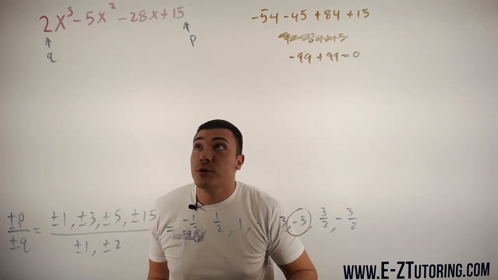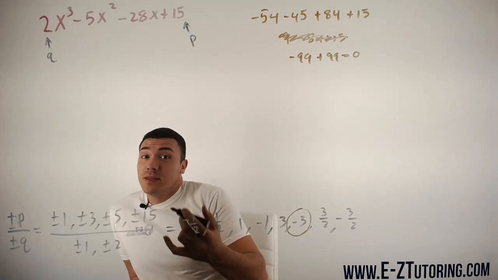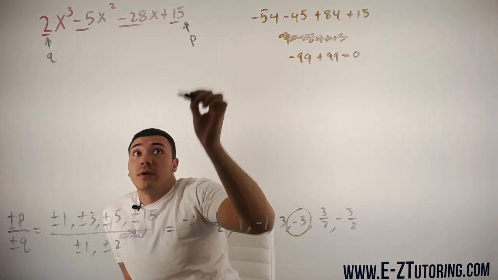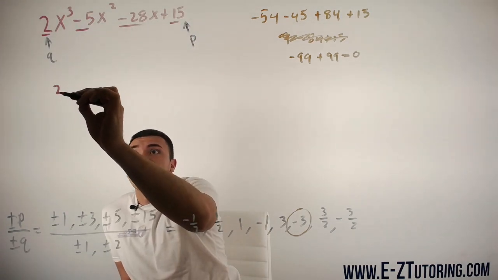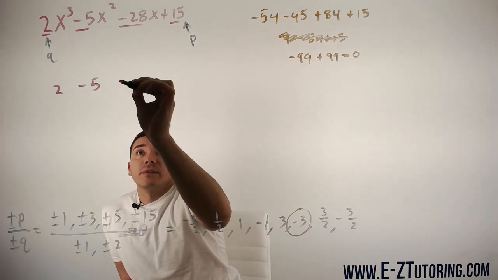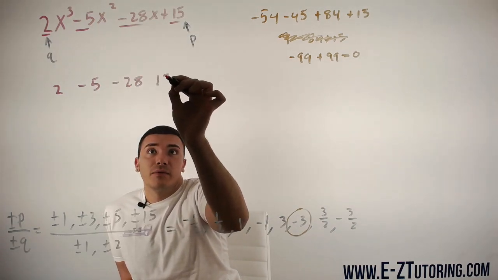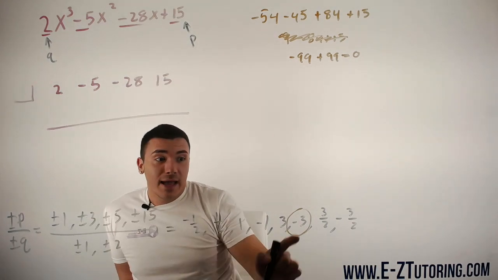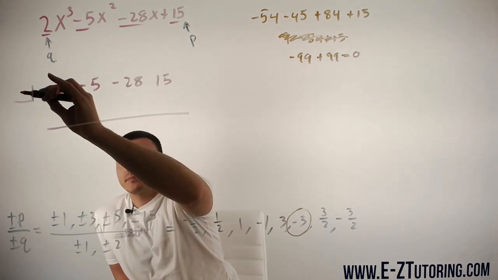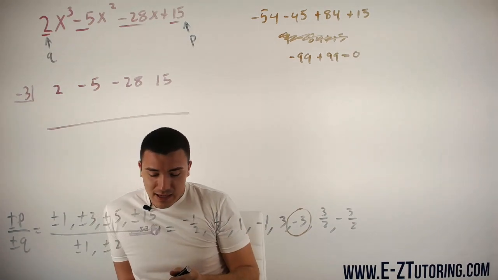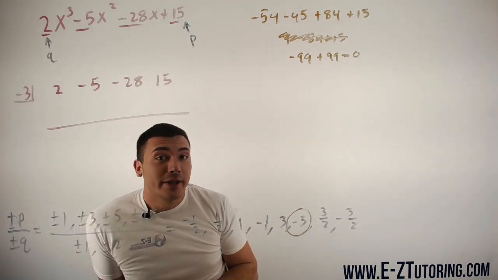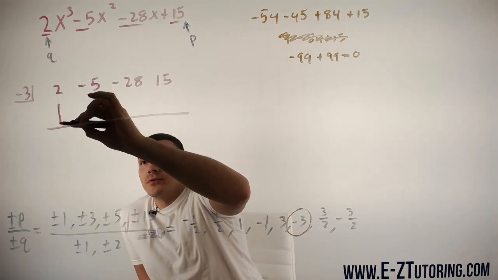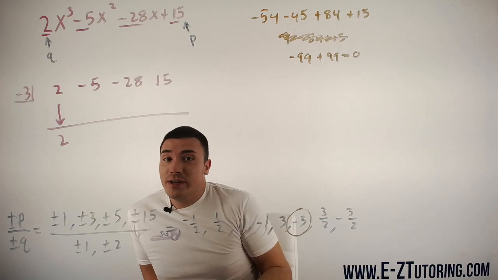All right, well, anyways, it took a little longer than expected, but we can actually go ahead and start using synthetic division now. So we set it up using all the coefficients in front of the x's, and of course you do have to include the signs. So we would get 2, negative 5, negative 28, and 15, and we are going to synthetically divide by negative 3, because we know that that is a 0 of this polynomial. So what we do is we bring down the 2. You will always bring down your first number.